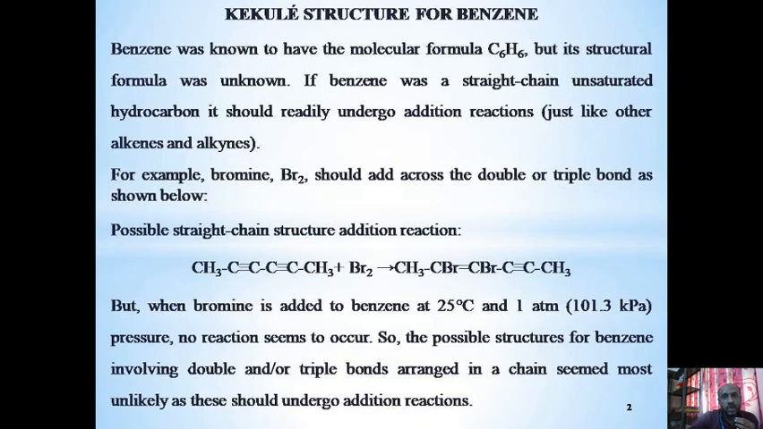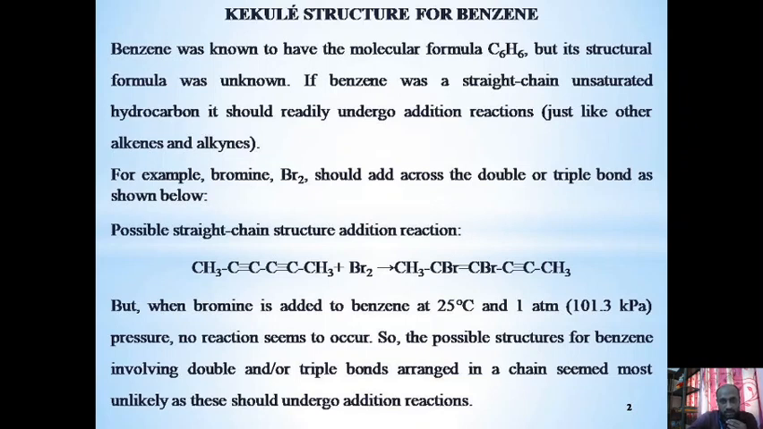Benzene was known to have the molecular formula C6H6, but its structural formula was unknown. If benzene was a straight chain unsaturated hydrocarbon, that is, with carbon-carbon single bond, carbon-carbon double bond or carbon-carbon triple bond character, known as an unsaturated compound, it should readily undergo addition reactions just like other alkenes or alkynes. For example, bromine should add across the double or triple bond as shown below.